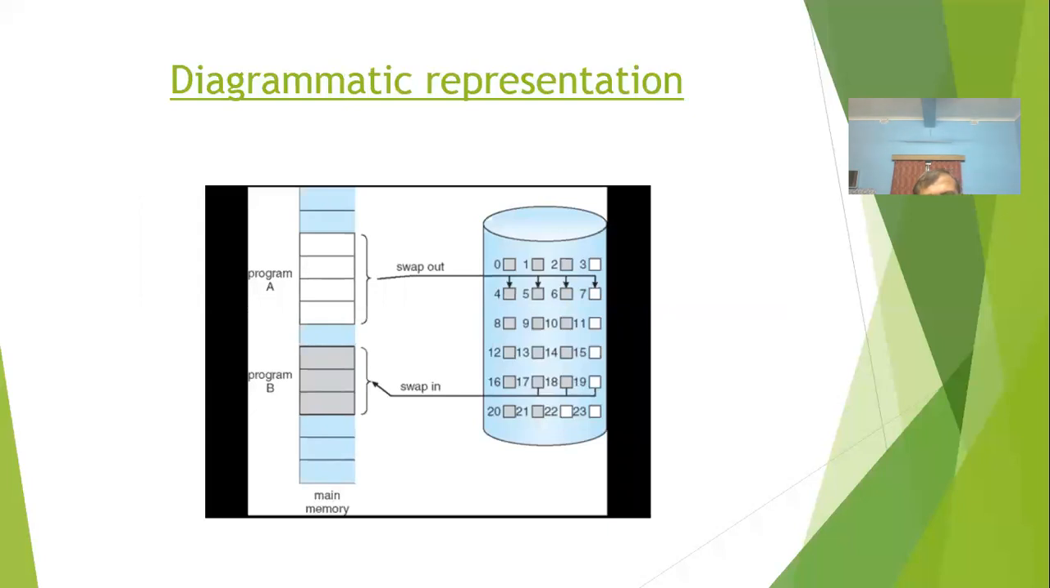Now here you can see a diagrammatic representation. That is, you can see a main memory there at the extreme left position and the corresponding secondary memory or the disk in the extreme right position. Now, what happens is that at a particular point of time, program A, which has been taking 4 consecutive memory locations, is being swapped out, and another program is swapped in, which is taking 3 memory locations. So swapping means removal of one process and entry of another process in the computer's main memory. That is being shown here using some sort of diagrammatic representation.